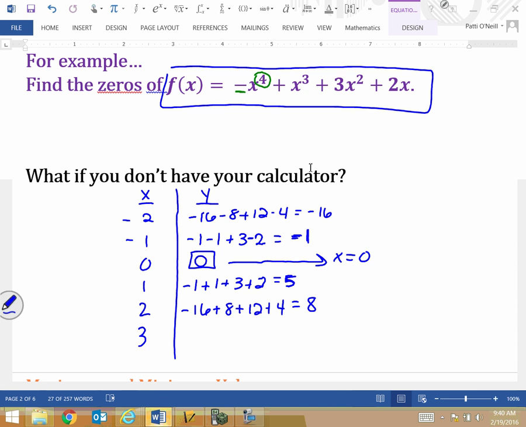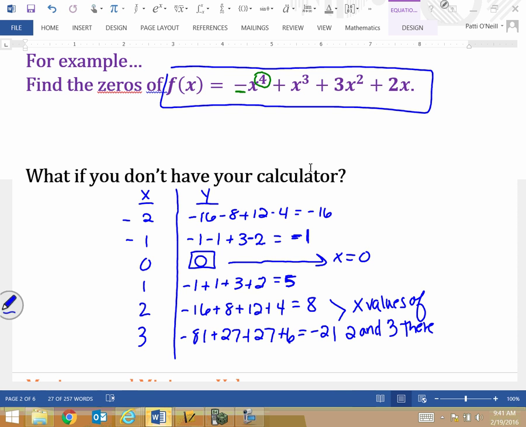Then I go to 3, and I'll get negative 81 plus 27 plus 27 plus 6, which gives me a value of negative 21. So now what this tells me is that somewhere between the x values of 2 and 3, there's a 0. Table-wise, I can't get any more specific than this unless I started testing decimal values between 2 and 3 to try to pin it down a little bit more.